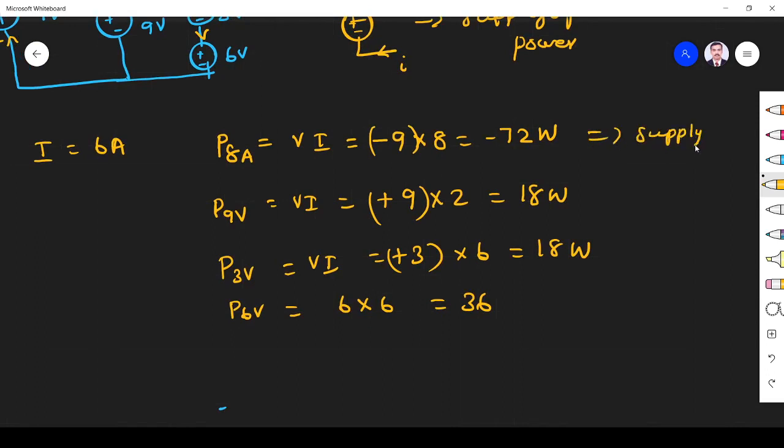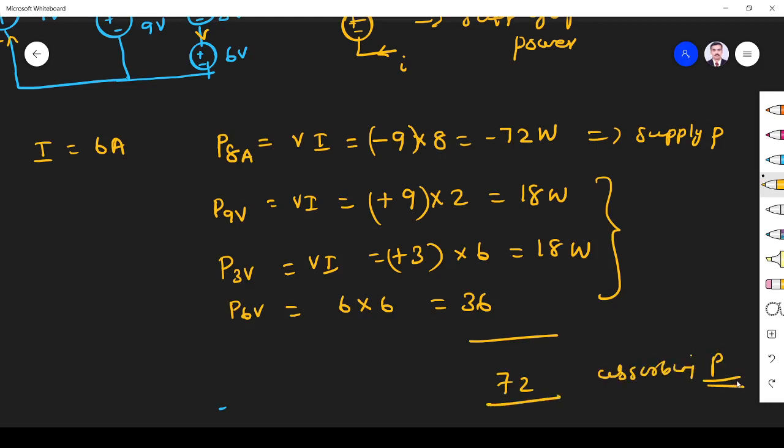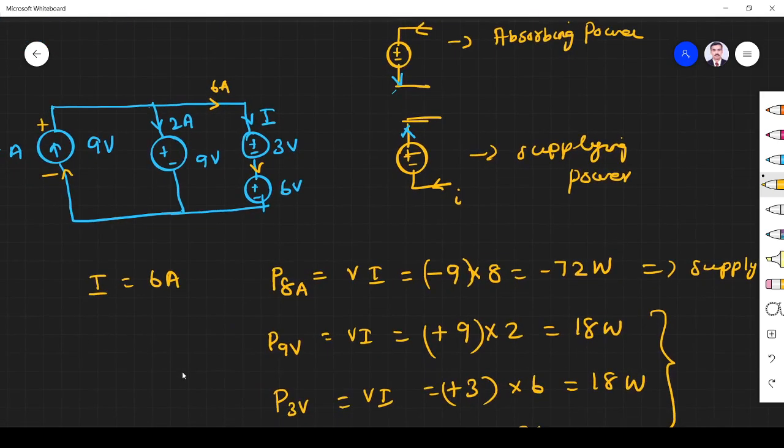So the supplied power is minus 72. The absorbed power is 18 plus 18 plus 36, that is plus 72. So absorbing is 72, supply is 72. Net power is 0. So the energy conservation is maintained. I hope you understand this problem. Simple. So remember the convention.